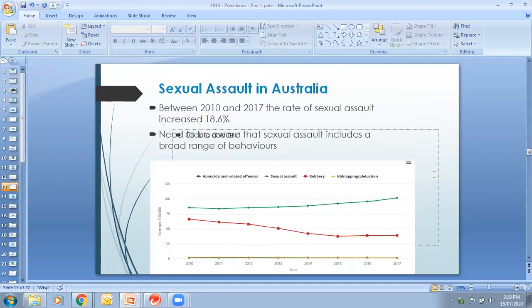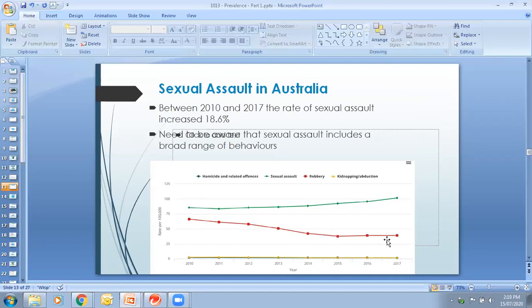Okay, between 2010 and 17, the rate of sexual assault increased 18.6%. Sorry about this. Some of my overlays didn't come up when I had it on slideshow, so I'm just showing it here. So you need to be aware that sexual assault includes a broad range of behaviours. So we can see this upward line here from 2010 to 2017 of sexual assault, and it's gone up quite a bit. Okay, so it's up over 100, up from maybe around 80.